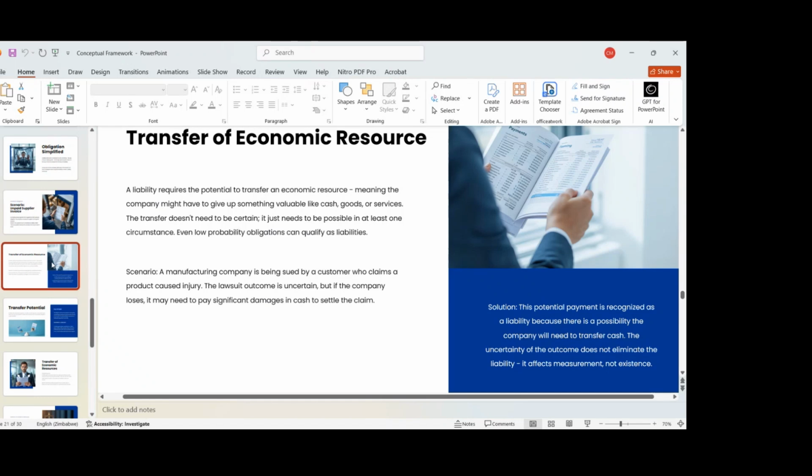A simple scenario: a manufacturing company is being sued by a customer who claims a product caused injury. The lawsuit outcome is uncertain, but if the company loses, it may need to pay significant damages in cash to settle the claim. So this potential payment is recognized as a liability because there is a possibility the company will need to transfer cash. The uncertainty of the outcome does not eliminate the liability. It only affects the measurement, not the existence. Existence is here, but the measurement has to deal with the uncertainty.